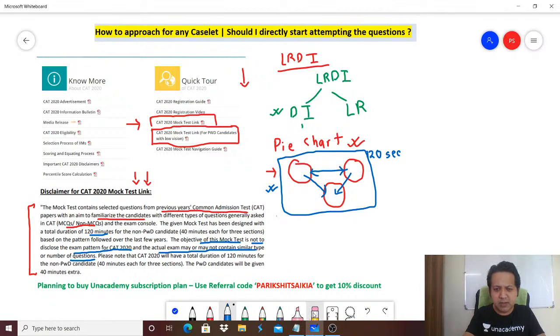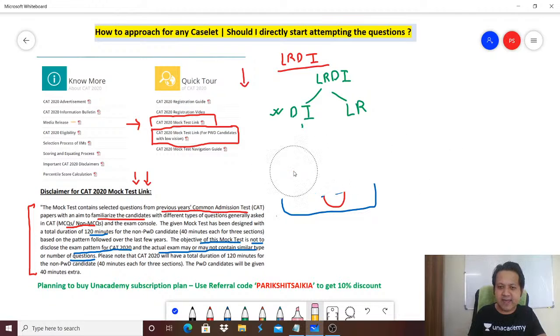So we talked about the DI section. Next is the LR section. Now think about the LR part, the logical reasoning section.